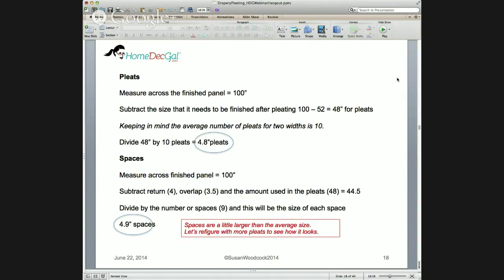Now let's look at the spaces. Measure across the finished panel, subtract your return, your overlap, and the amount used to make up the pleats, and that left 44.5. Divided by 9, which is the spaces between the 10 pleats, and that ended up with 4.9-inch spaces, which is pretty much a 5-inch space. That's a little larger than the average size of 4-inch spaces. So I want to refigure this to see if I add more pleats, if it'll make the spaces a little bit better size.